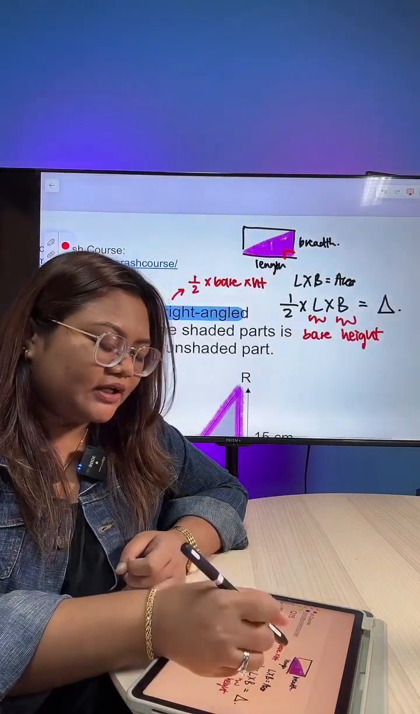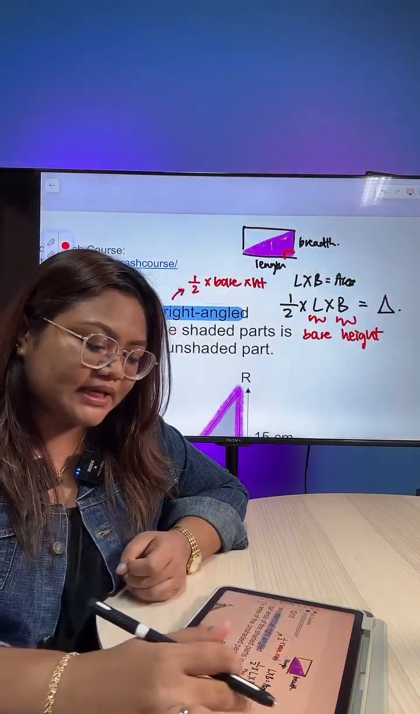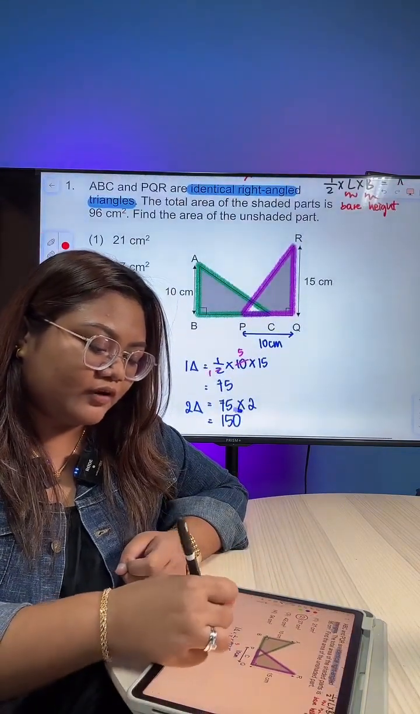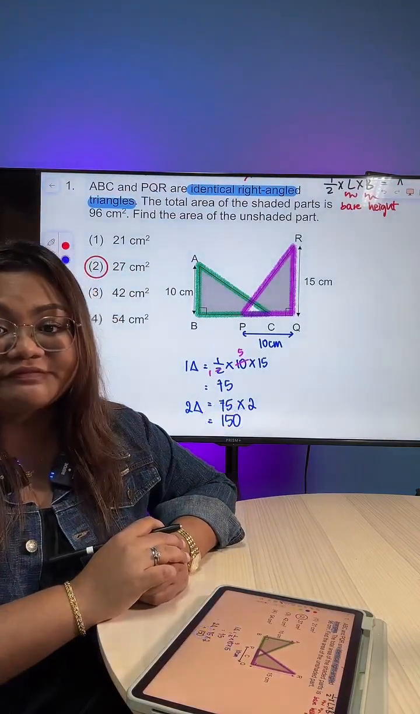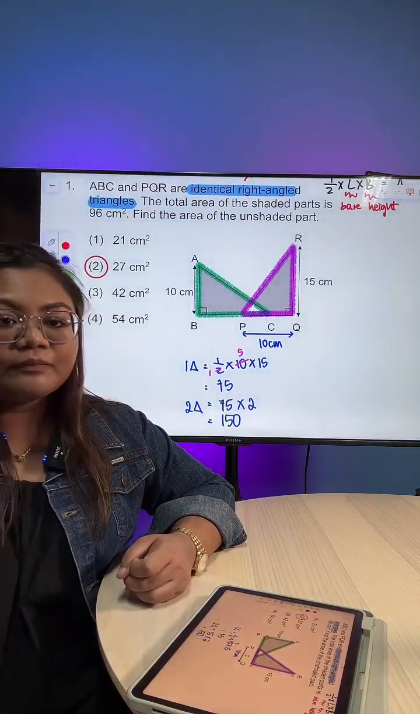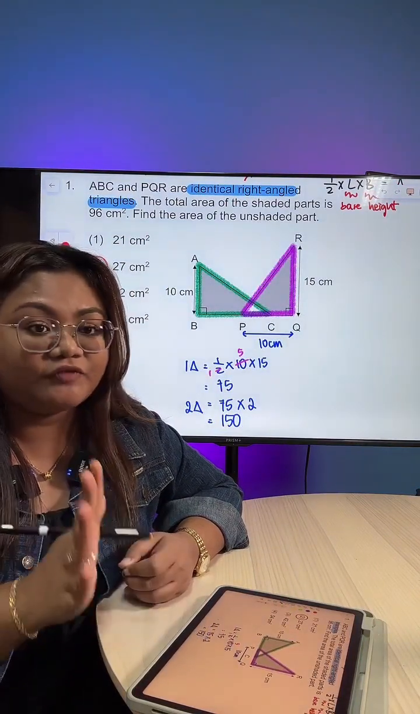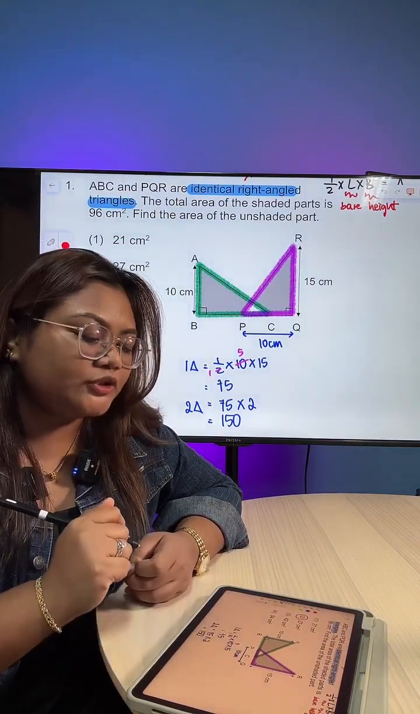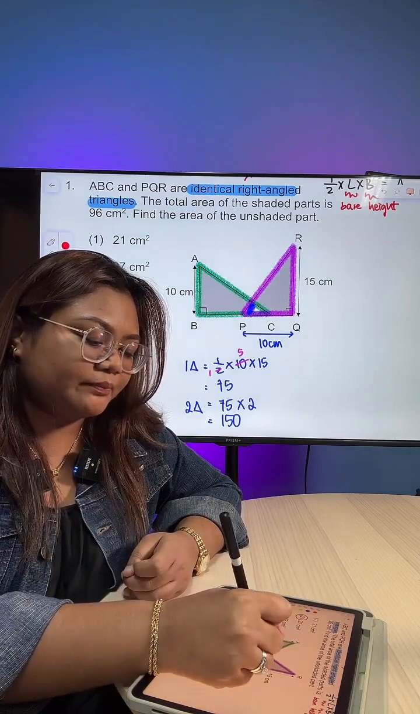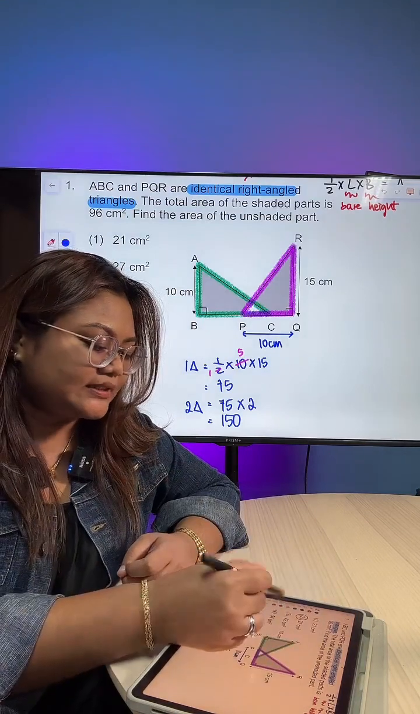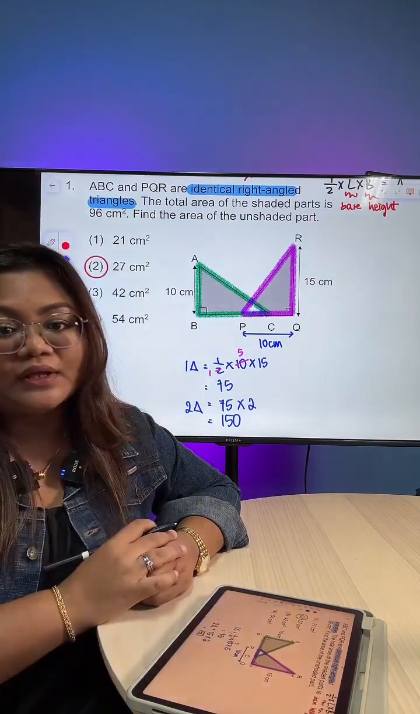Alright, so the area for a triangle is half times base times height. Then, now that I have two triangles, I will look for the areas, which is 150. Okay, then from here, I am going to look for the unshaded part right in the center. Okay, the unshaded part, the small little triangle here. Alright.